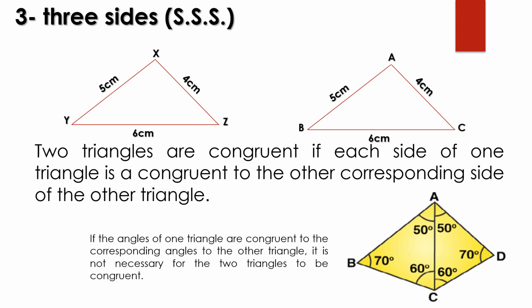If the angles of one triangle are congruent to the corresponding angles of the other triangle, it is not necessary for the two triangles to be congruent, as shown in the figure.